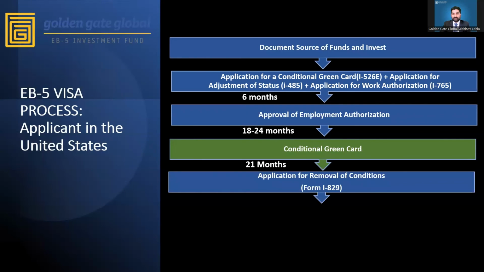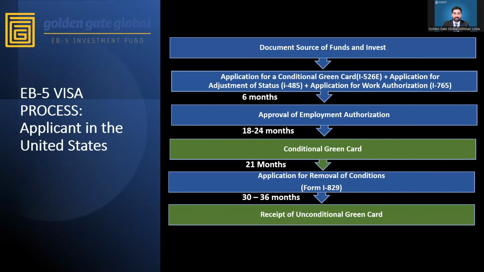Now, the next step remains the same. You still have to show the practical aspect to USCIS that your funds were actually invested in the project for which the business plan was submitted, and it resulted in creation of 10 American jobs. Once that is done, again, it takes about 30 to 36 months for issuance of unconditional green card. However, your conditional green card is extended by 48 months, so there is no gap in your status.